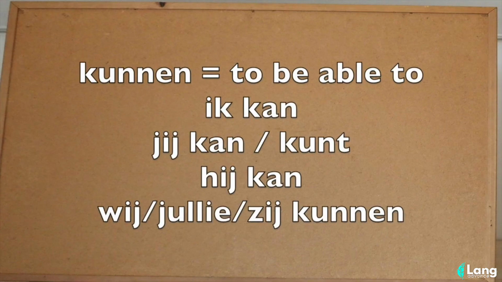So it's translated as I can, you can, he can, and so on. So, the conjugation is ik kan, jij kan or kunt, hij kan, wij, jullie, zij kunnen. However, one important remark there, you see that there are 2 options there with jij. So it's jij kan or jij kunt. However, when you're inverting, for example, for questions, you cannot use kunt. Because when we're inverting, we take the T away, so you can only use kan je and not kunt je.